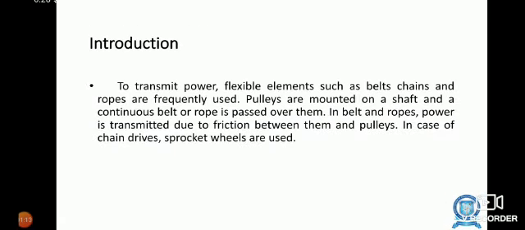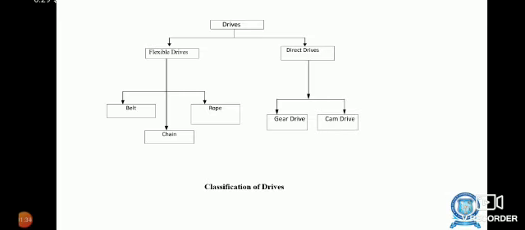Introduction. To transmit power, flexible elements such as belt, chain, and ropes are frequently used. Pulleys are mounted on the shaft and a continuous belt or rope is passed over them. In belts and ropes, power is transmitted due to friction between them and pulleys. In case of chain drives, sprocket wheels are used.